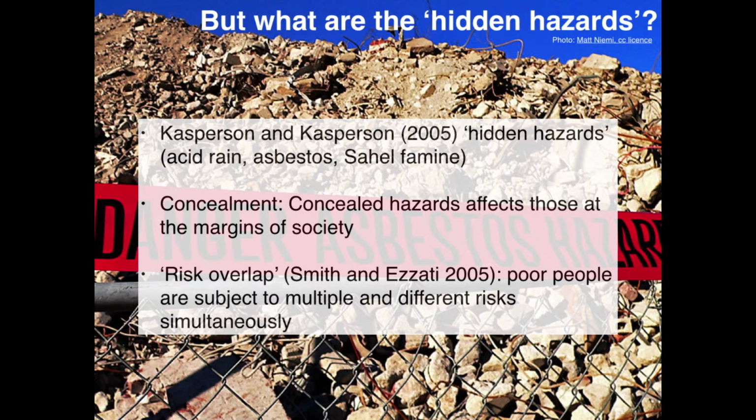Hidden hazards, they argue, are partly hazards that are easily concealed. They do not have a strong, visible, physical presence, and partly in the nature of society, which exploits the product. So societal values, desires, politics and economics facilitate concealment in particular ways. Those at the margins of a society are often most affected by these elusive toxic hazards, which remain concealed from those at the center or in the mainstream. Those at the margins also experience what Smith and Izzati term risk overlap. In other words, they are exposed to multiple and different risks simultaneously.